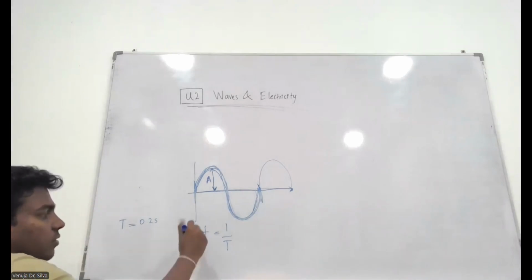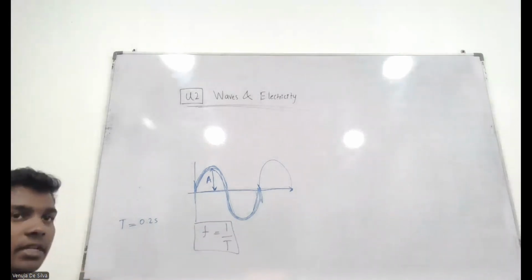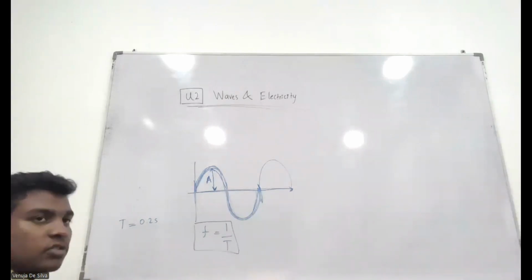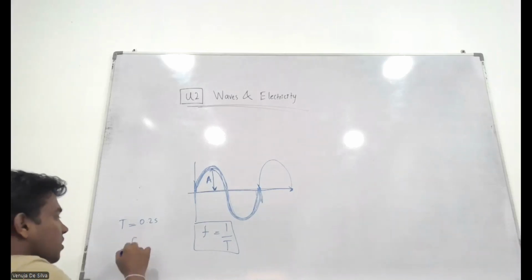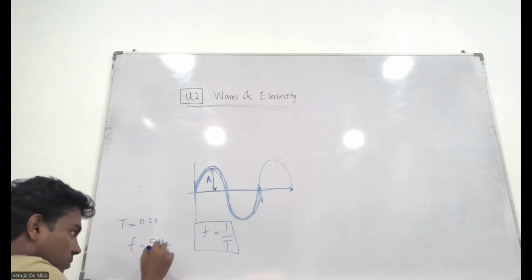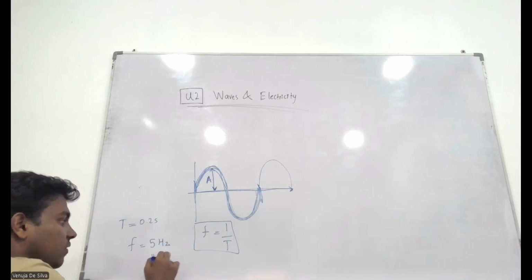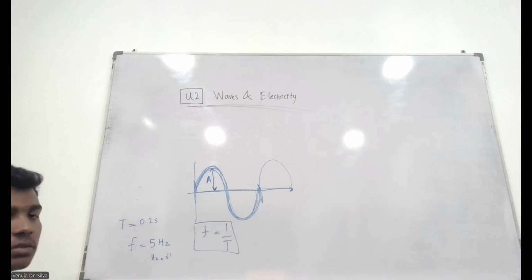So how do you calculate frequency? You put it into this equation. This is 1 second divided by the time period. What is 1 divided by 0.2? You get 5. So frequency is 5 Hertz. Actually Hertz means s minus 1. Since the time period is measured in seconds, this goes up as s minus 1.